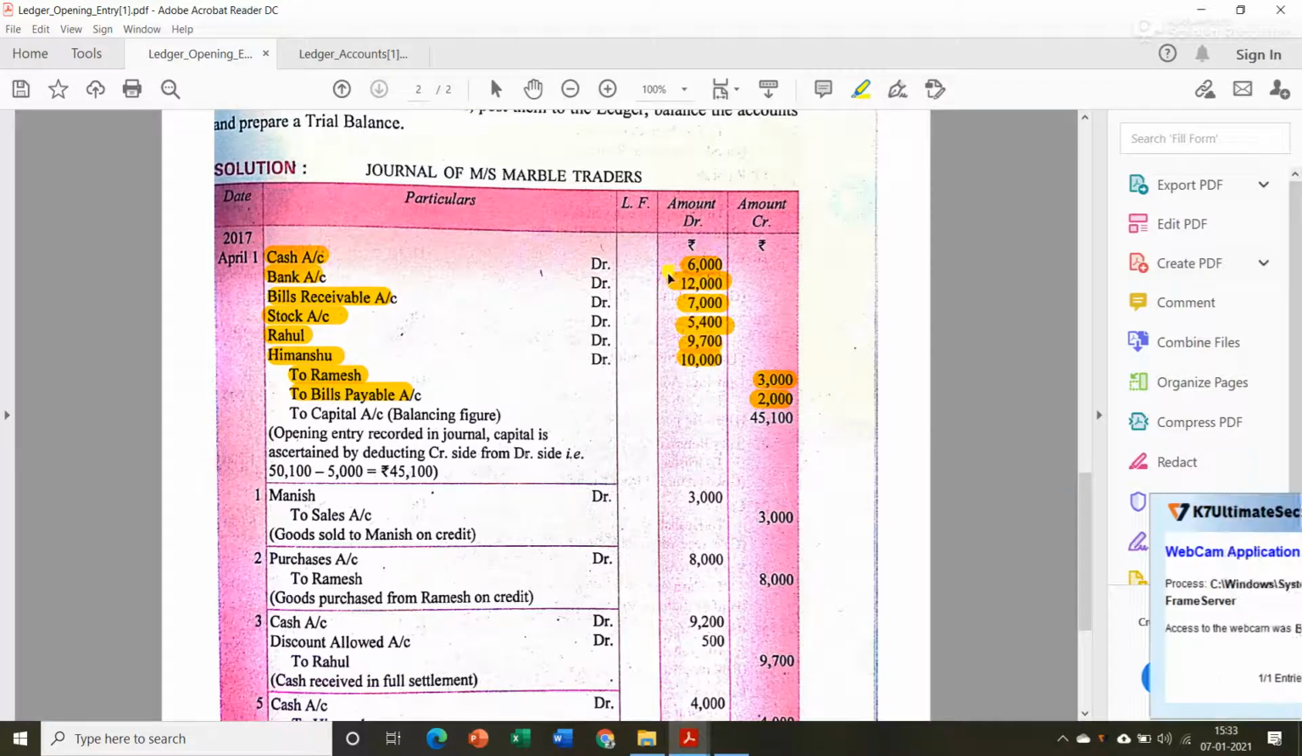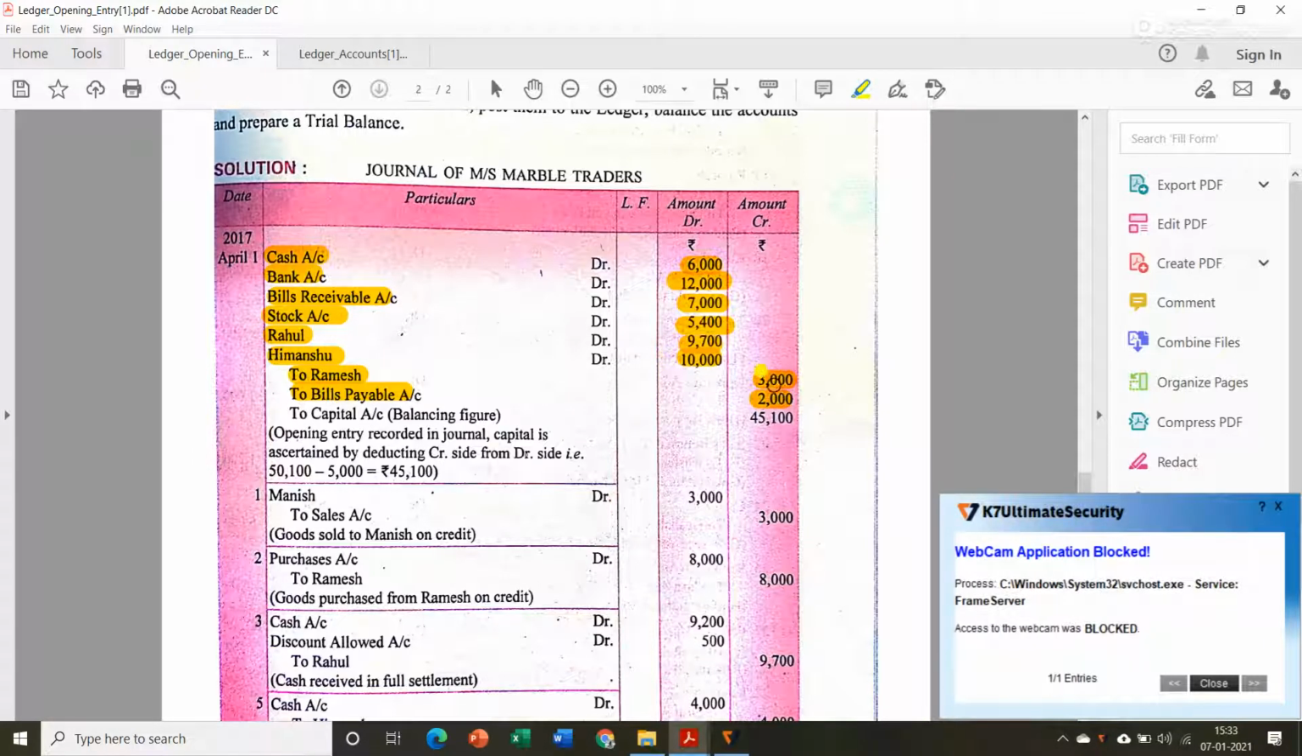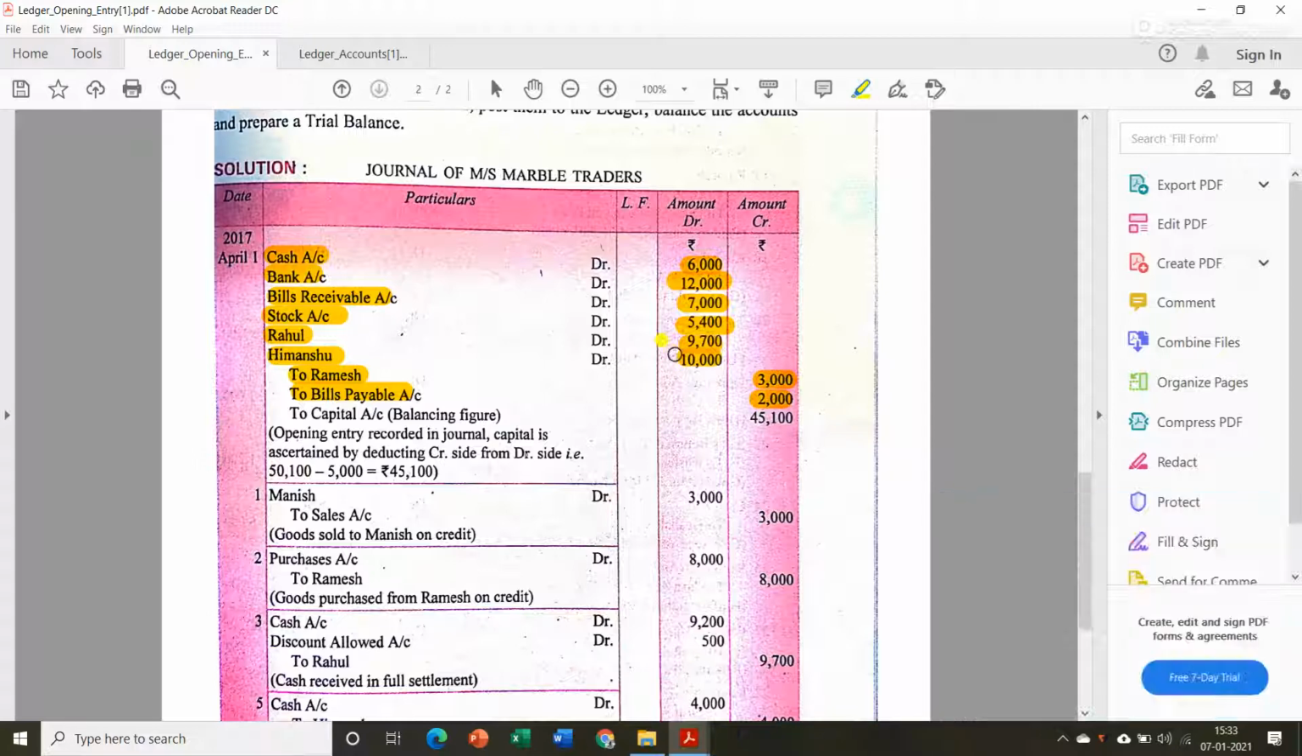So what we will do is add up all the debit amounts and deduct this 5,000 from the amount of assets. So the balancing figure will be known as to capital account, 45,100. Now this is how you are supposed to do opening entry in journal. After adding all the assets we got 50,100, and on the liability side we have 3,000 and 2,000, that is 5,000. So in order to match both the sides, both debit and credit, we have to add the balancing figure in the liability side of rupees 45,100.